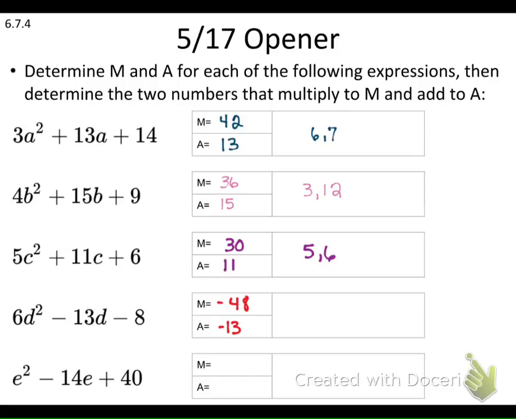Now when you're looking at them, you know one of the factors has to be a negative because our M is a negative. But then because our A is a negative, which of those factors will be the negative? So what's my MA? Negative 16 and 3. So if I take negative 16 times 3, I'll get negative 48. If I take negative 16 plus 3, I'll get negative 13. Good.